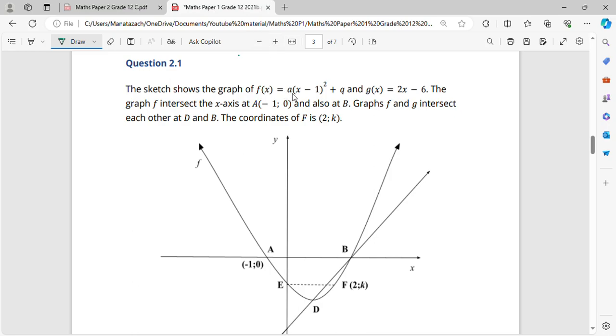Today we'll be doing graphs, particularly parabola and straight line functions. So this is the grade 12 exam question. Let's get on with it.